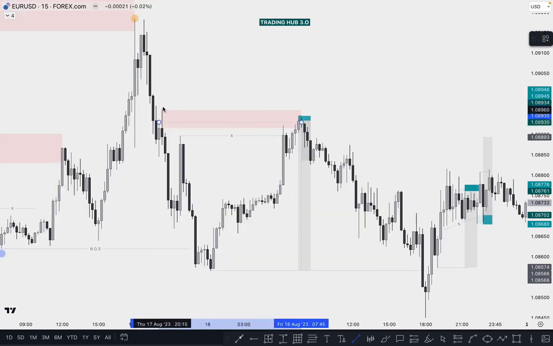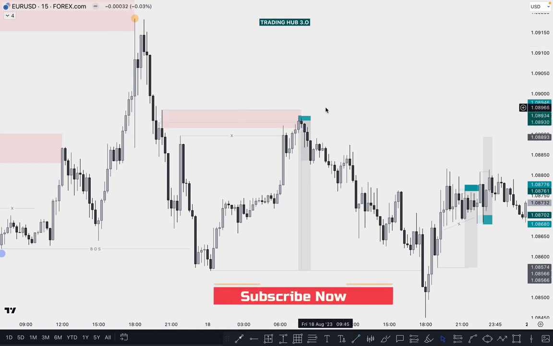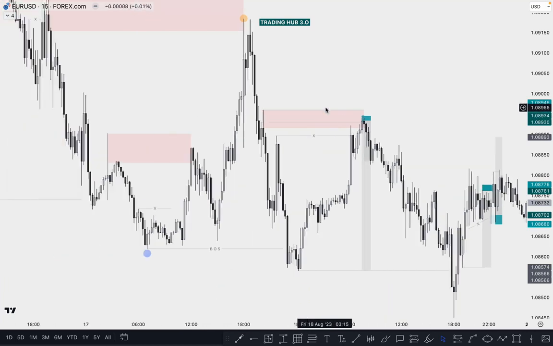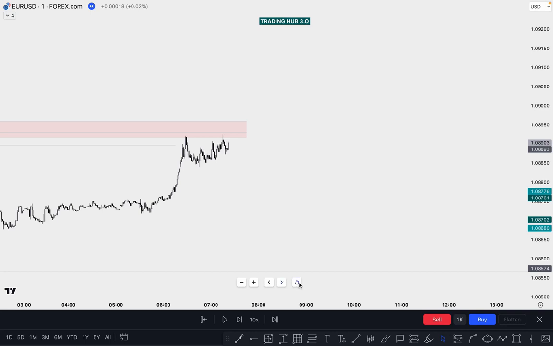It means this is our hidden supply zone. It means if market mitigates this zone, and you switch here to a 1 minute time frame, you can definitely sell here in a 1 minute time frame. So this is a valid entry for the sell. Let me show you in a 1 minute time frame. So this is a 1 minute time frame.